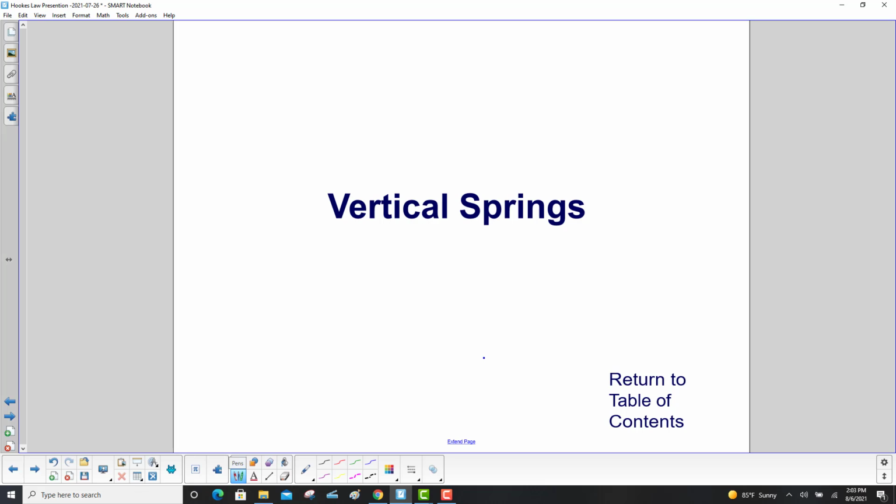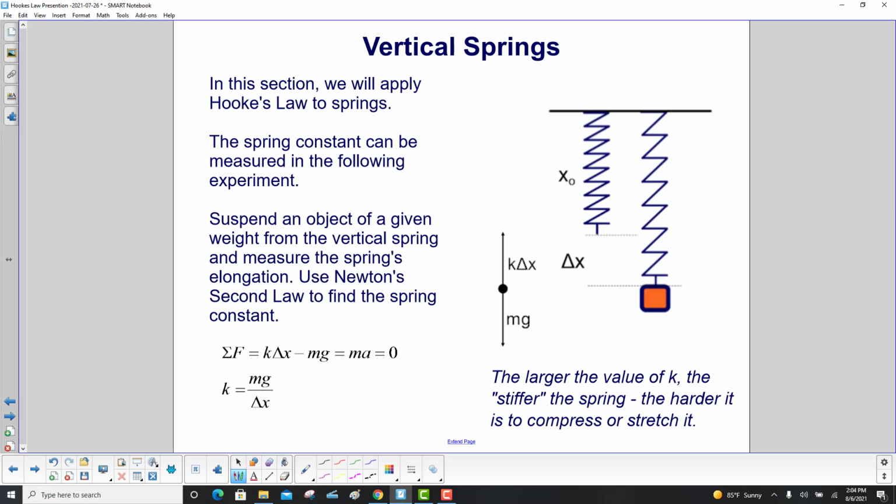Vertical springs. In this section, we will apply Hooke's law to springs. The spring constant can be measured in the following experiment. Suspend an object of a given weight from the vertical spring and measure the spring's elongation. Use Newton's second law to find the spring constant.